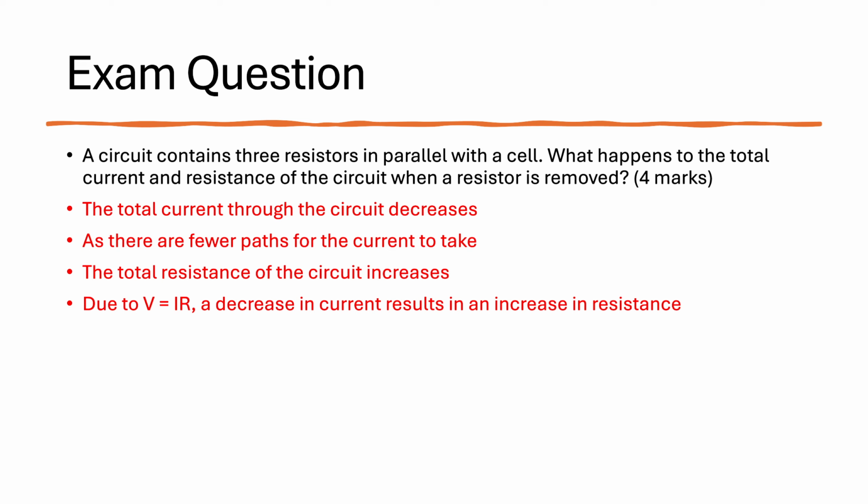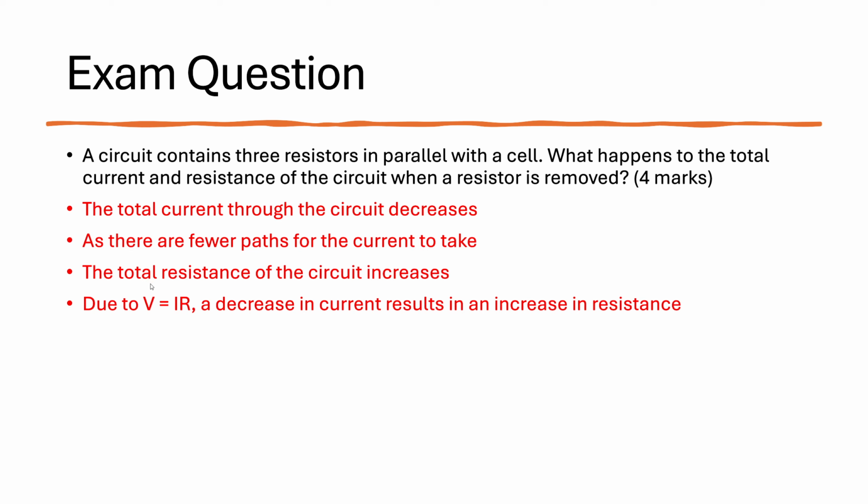Now, I've got a good full-marker here to explain this. It's asking, when we remove a resistor from a parallel circuit, what is going to happen to the total current and resistance. The total current through the circuit decreases. This is because there are fewer paths for the current to take.